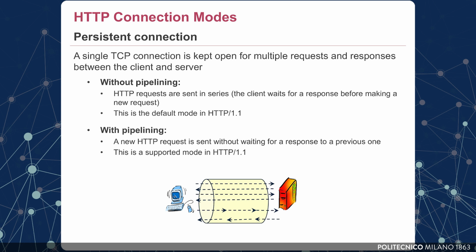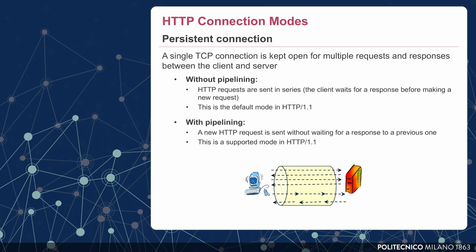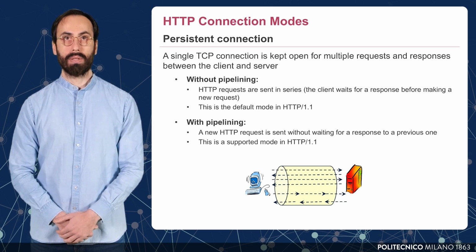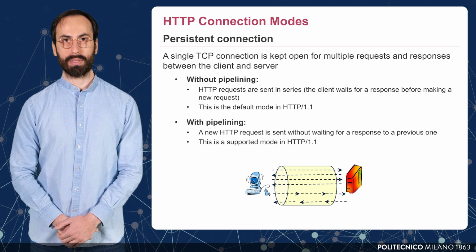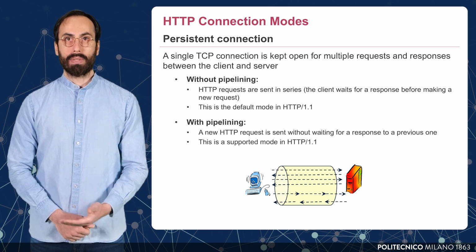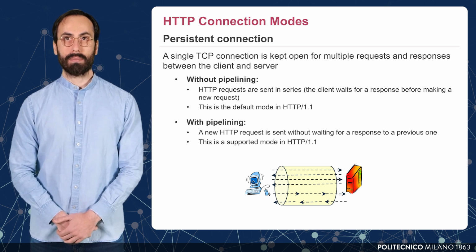With HTTP pipelining, which is also supported in HTTP version 1.1, the client can send multiple requests without waiting for previous responses. This allows for faster data retrieval and improves web page loading times. However, not all servers and intermediaries fully support pipelining, which has limited its widespread adoption.